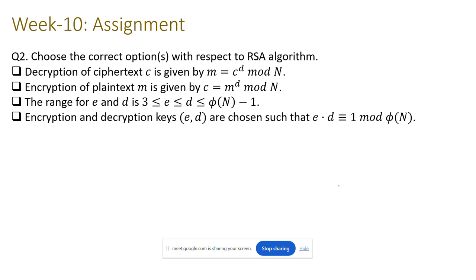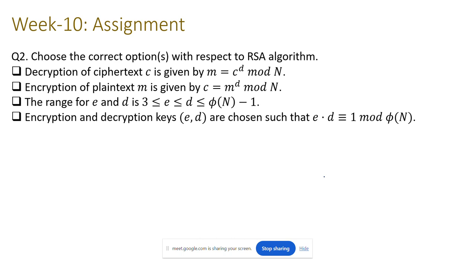Yes, correct. What about the second statement? The second statement says encryption of plaintext M is given by C equal to M to the power D mod N. This is wrong. The encryption is computed as C equal to M to the power E mod N, where E is the encryption key, right?